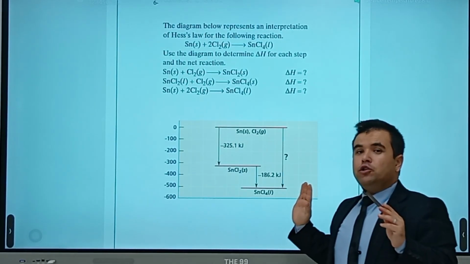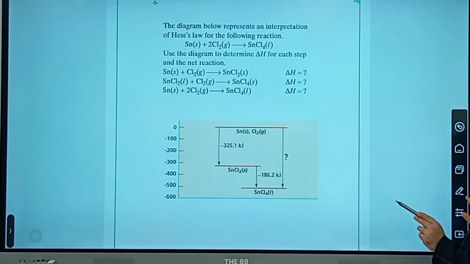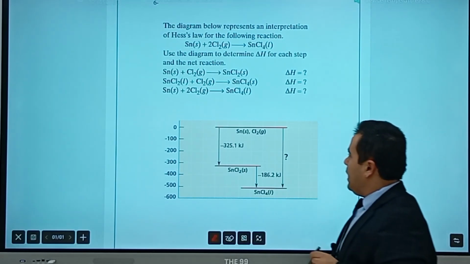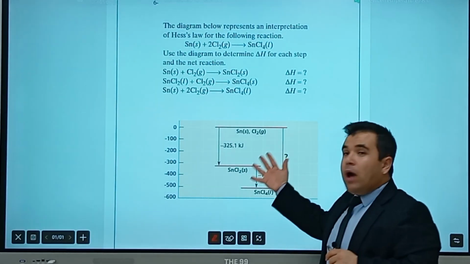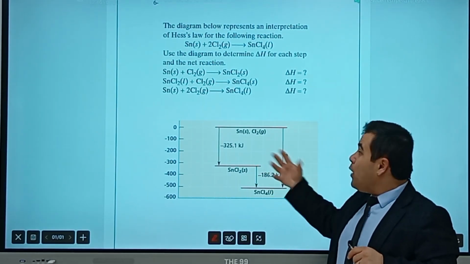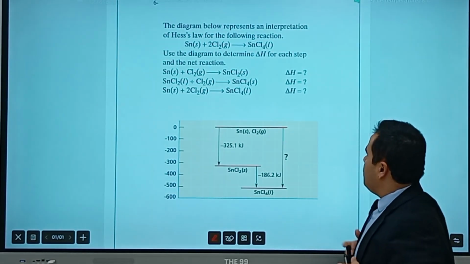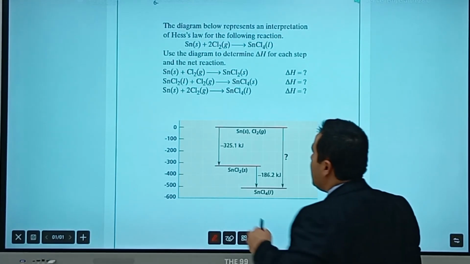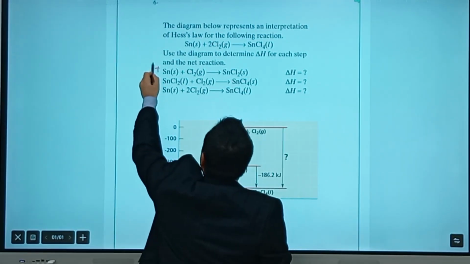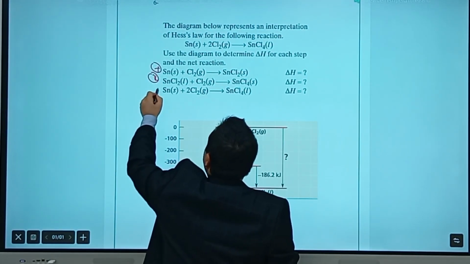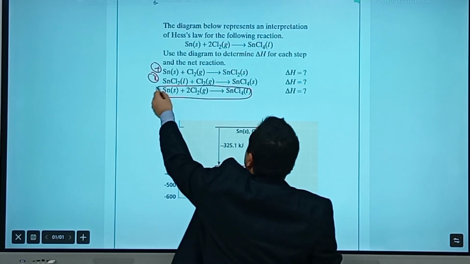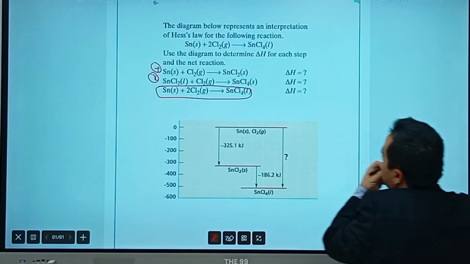Another form of the questions, this is a question in the chapter review, guys. A graph is given. Graphically, we will find the enthalpy of the reactions. This is step 1, step 2, and the main equation, which is given above.